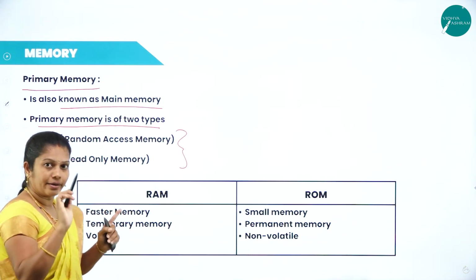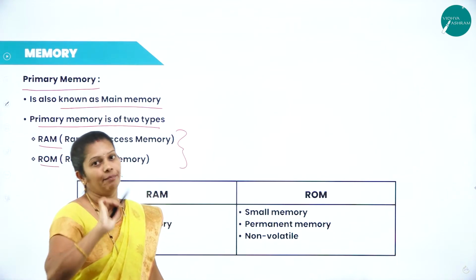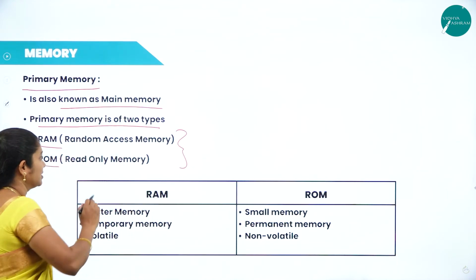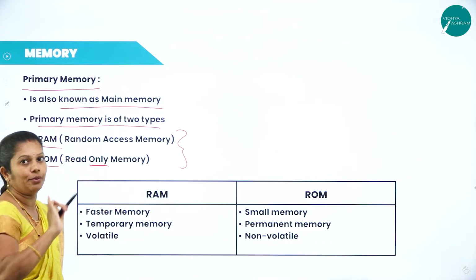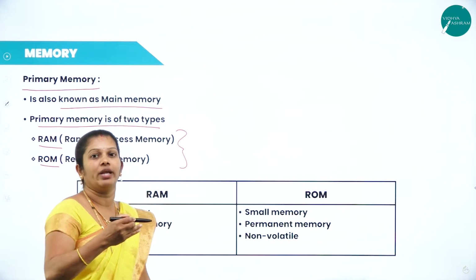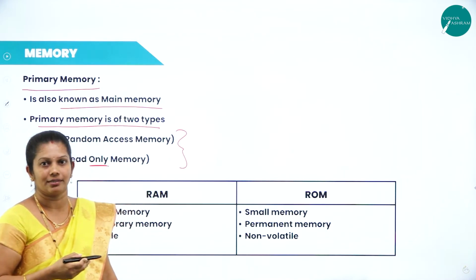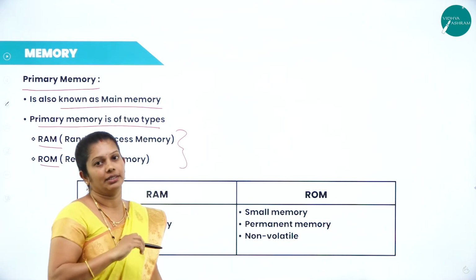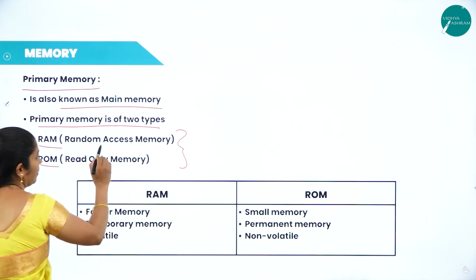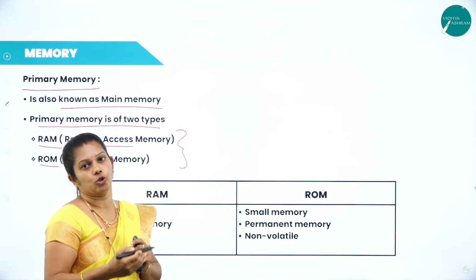Whereas RAM is random access memory, ROM is read only memory. The name itself suggests read only memory. It means whatever is in it, we can read as many times as we want. But we cannot write on that. Whereas in random access memory, we can read as well as write.